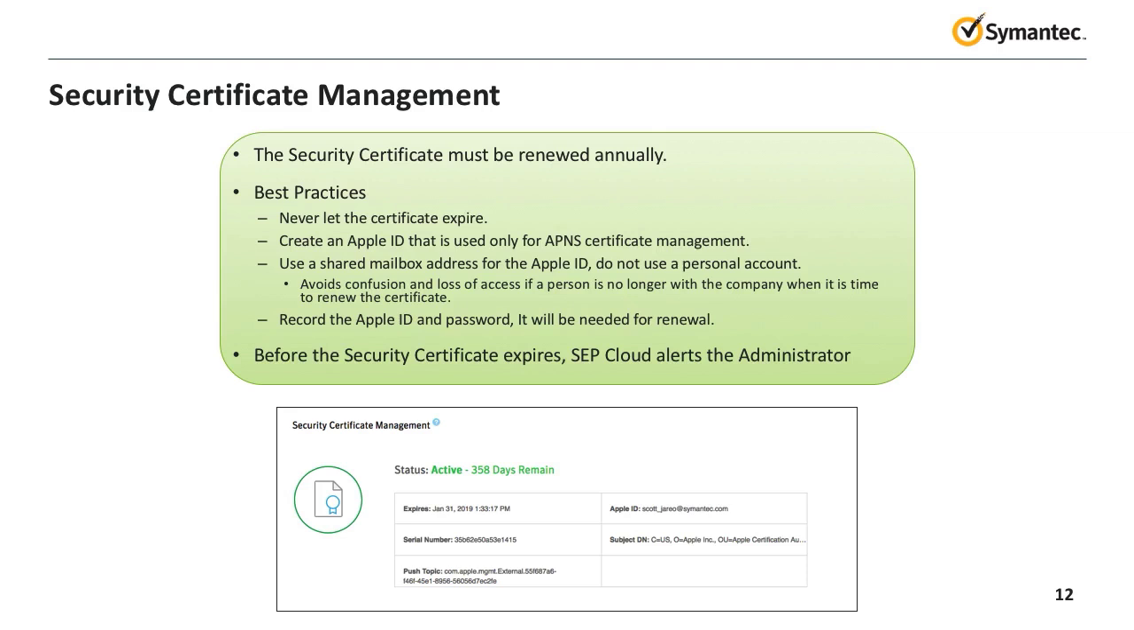Best practices for managing the certificate include never letting the security certificate expire, renew the certificate before that happens, create an Apple ID that is used only for APNS certificate management, use a shared mailbox address for the Apple ID, do not use a personal account. This avoids confusion and loss of access if a person is no longer with the company when it is time to renew the certificate. Be sure to record the Apple ID and password. It will be needed for renewal. Before the security certificate expires, SepCloud will alert the administrator.